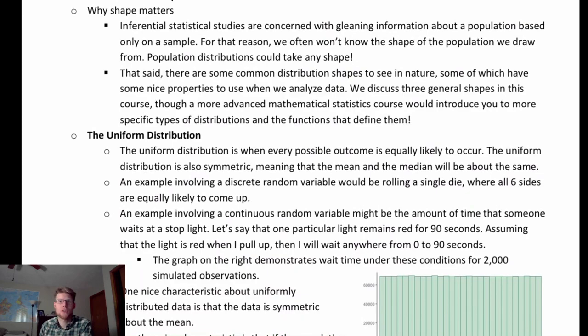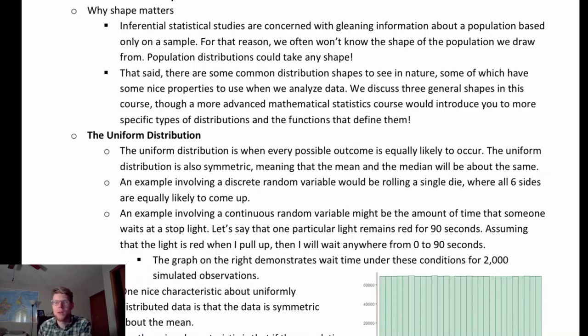So if I think about, say, rolling a six-sided die, that's not a continuous variable, but we would say that a six-sided die has a uniform distribution, where 1 through 6 should be equally likely. So we could do the same thing when we're talking about continuous variables as well.